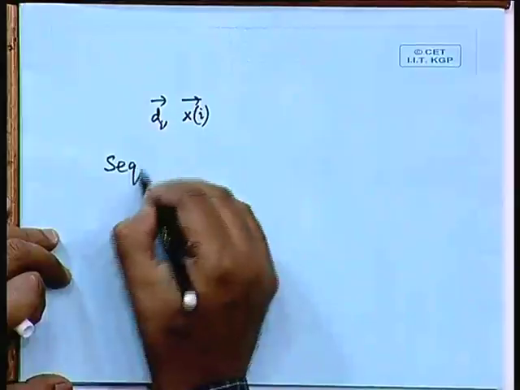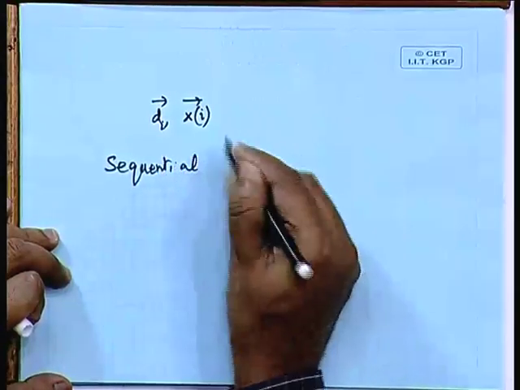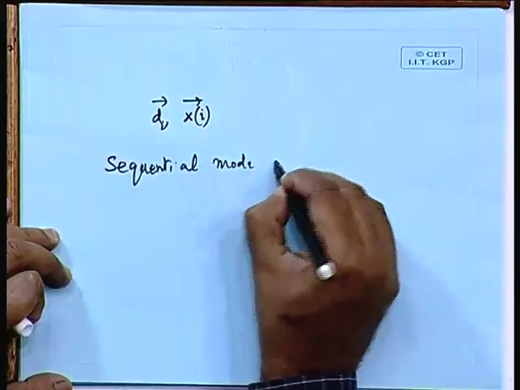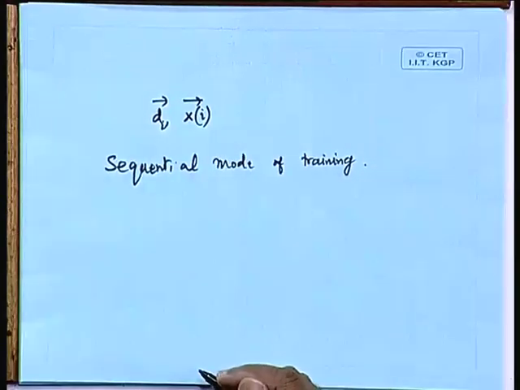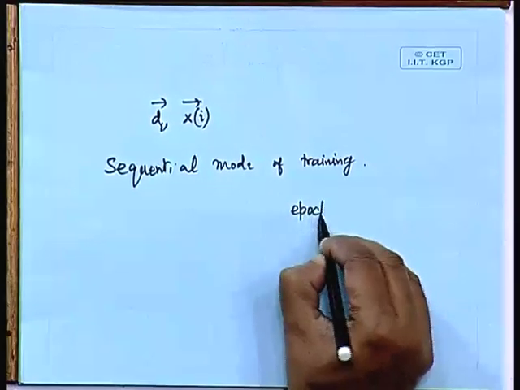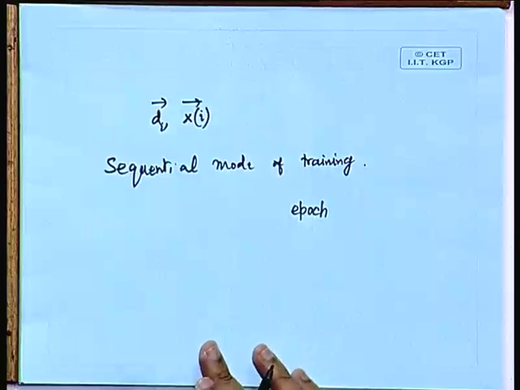That is the approach that we have been following, and this is called the sequential mode of training. Now, as we discussed last time, we definitely have a fixed set of training patterns, right? And once the system goes through the complete set of training patterns, we call that one epoch of learning.